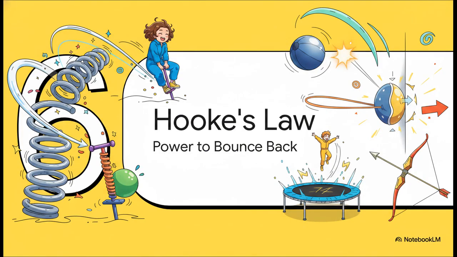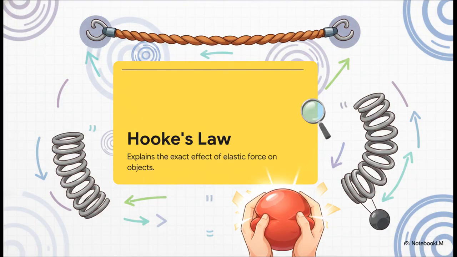And bringing it back down, Section 6, Hooke's law and elasticity, the power to bounce back. After looking at massive planetary gravity, let's bring things right back down to the tangible, everyday world. Hooke's law explains the exact effect of elastic force on objects. Whether it's a stretched spring or a bungee cord, elasticity is governed by its own totally distinct set of interactions. It's completely separate from the continuous pull of gravity or that circular centripetal motion we saw earlier.